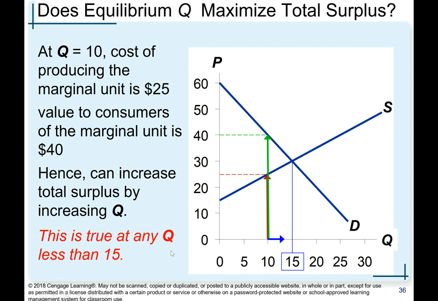This is true at any output less than 15. So at less than 15, benefit is higher than cost. Greater than 15, benefit is less than cost, marginally speaking. Only at 15 does the marginal benefit, read on the demand curve, equal the marginal cost, read on the supply curve.